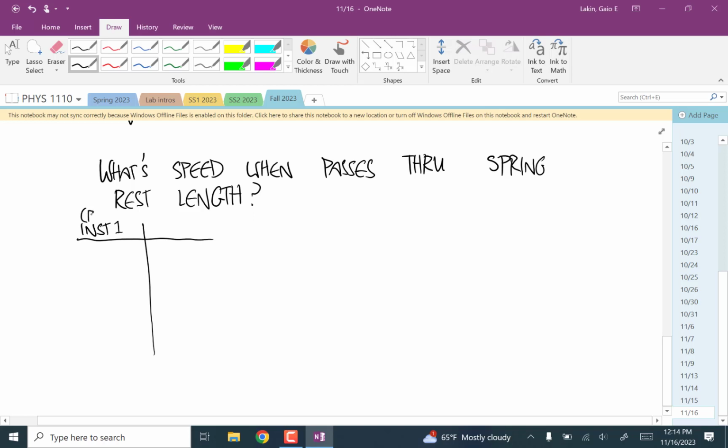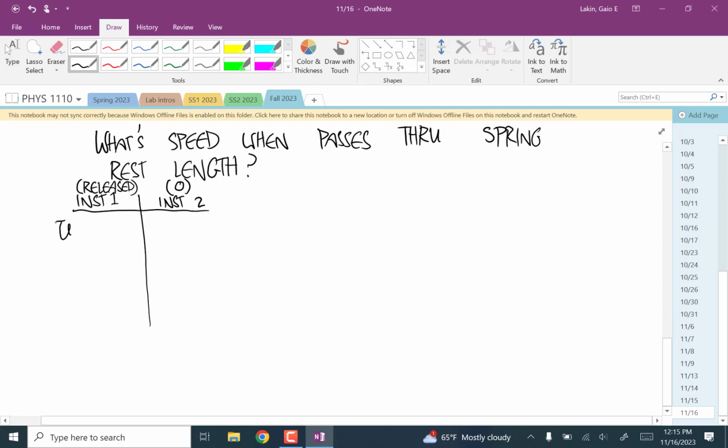Instant 1, again, that's going to be when it's released. Instant 2 is when the spring is at its resting length. So what would that x value be at that point? 0, yep. So at the instant it's released, this is all going to be the same stuff we had for instant 1 before. 0 gravitational potential energy. The spring potential energy is 1/2 times k times L squared. The kinetic energy, V, is 0 when it's released, so this is going to be 0.